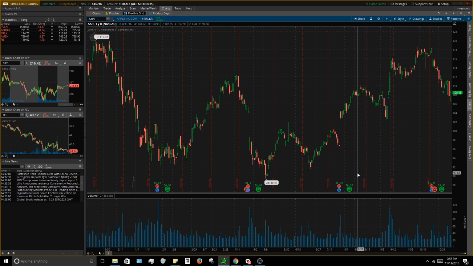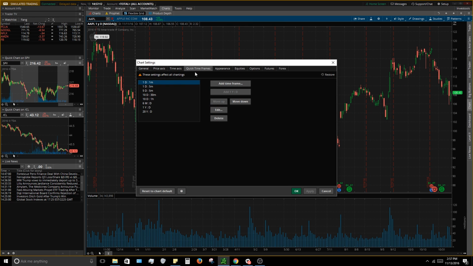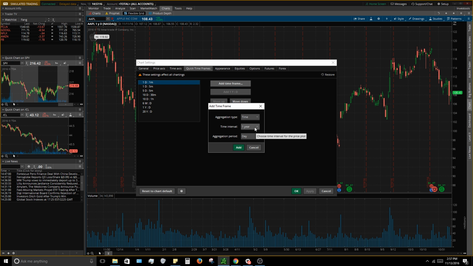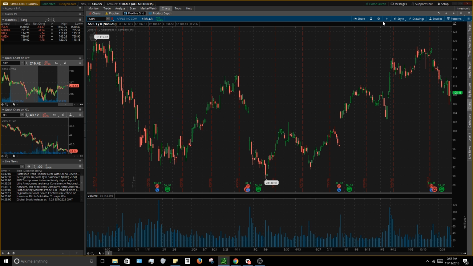So since we are talking about bigger picture stocks, I actually have been using weekly charts lately, and I'll show you how to change your time frame on your platform. So you go to time frame here, go to customize list, and I'm going to add time frame. For this time interval, I'm going to do a 3-year chart, but the aggregation period is going to be weekly. So I'm going to add that, and you can see it's added at the bottom. I'm going to push apply, push OK, and I'm going to go to time frame again and make this a 3-year weekly chart here.